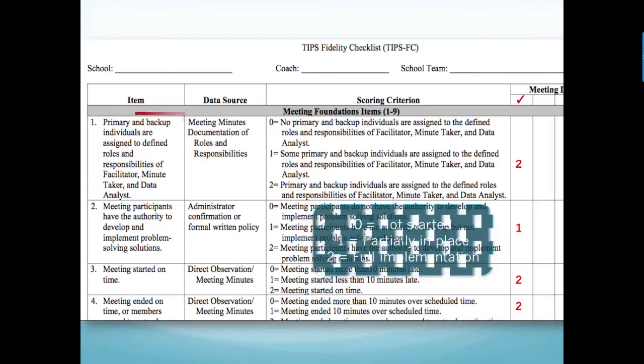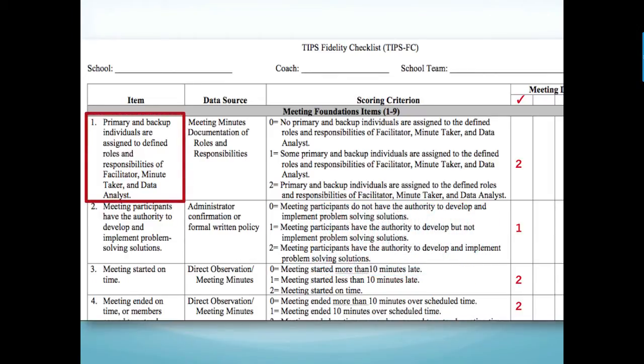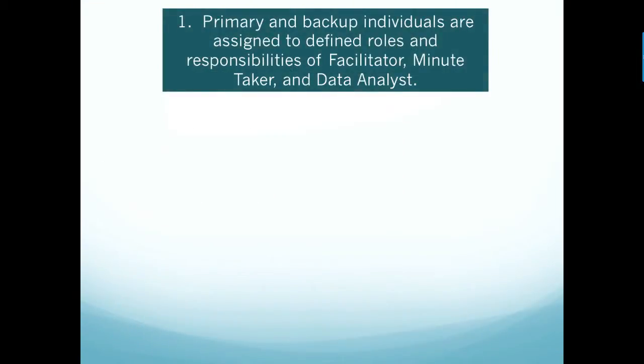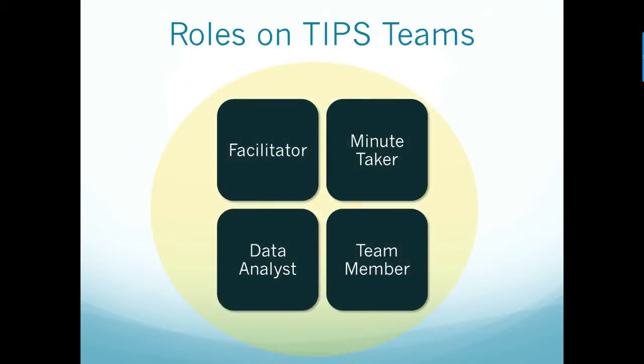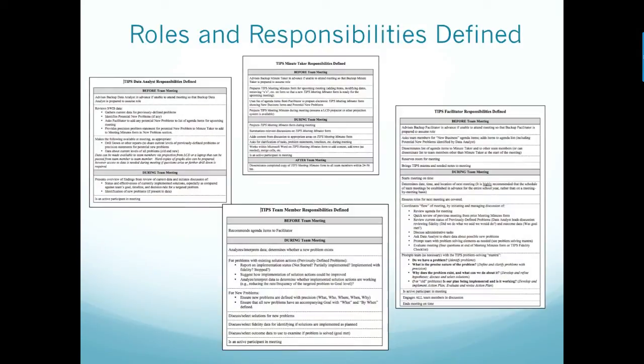Let's begin by looking at item 1 on the TIPS Fidelity Checklist within the Meeting Foundation subscale. Item 1 states primary and backup individuals are assigned to define roles and responsibilities of facilitator, minute taker, and data analyst. And if you remember on our TIPS teams, these are the specific roles that we have. We also have references and resources if you need to look at the specific roles with responsibilities that are defined before, during, and after the meeting.